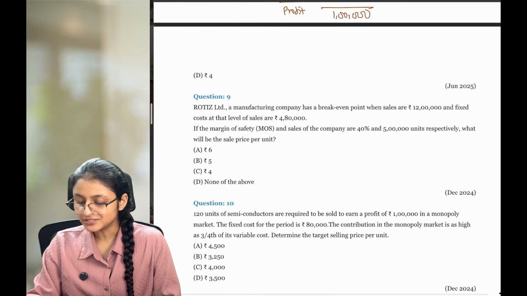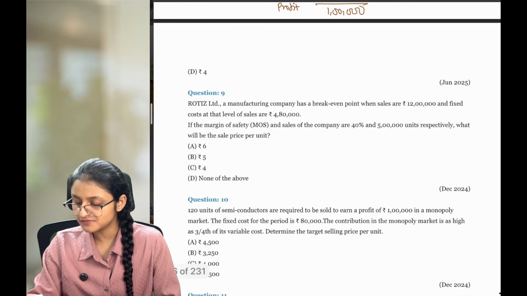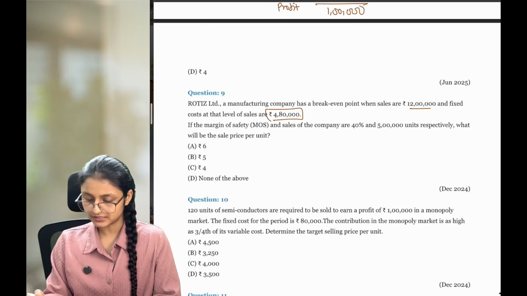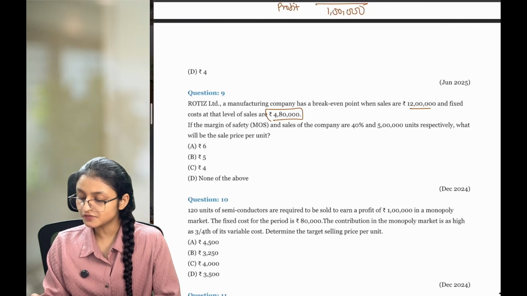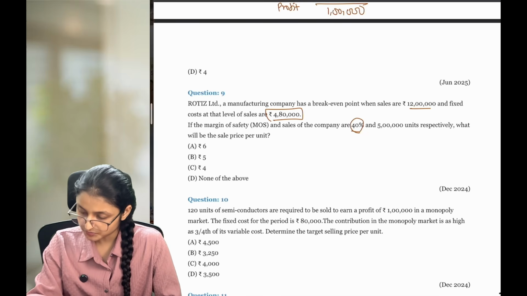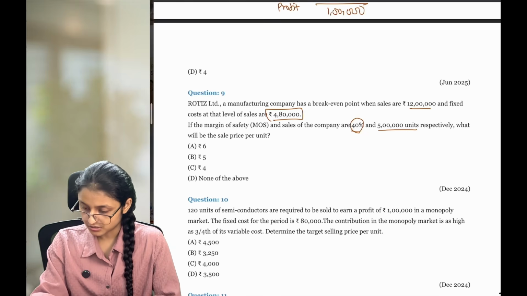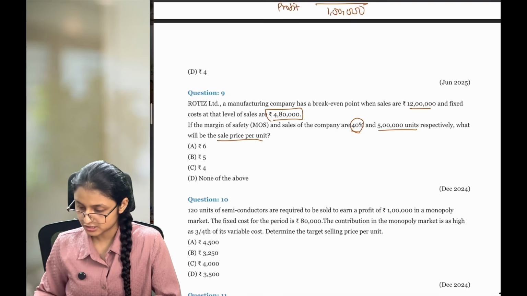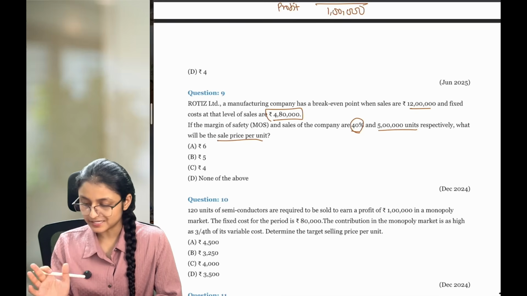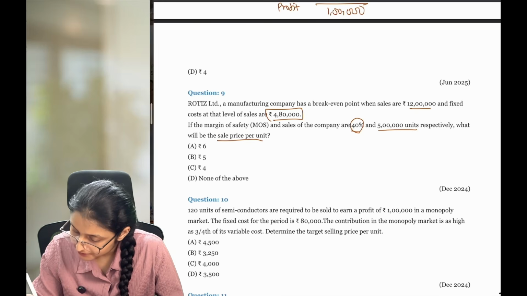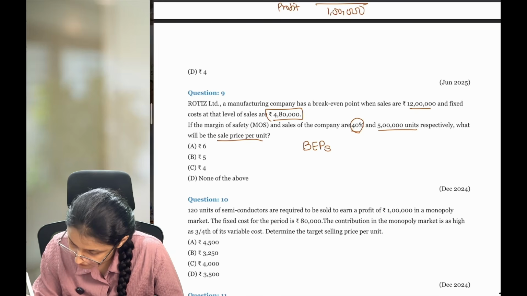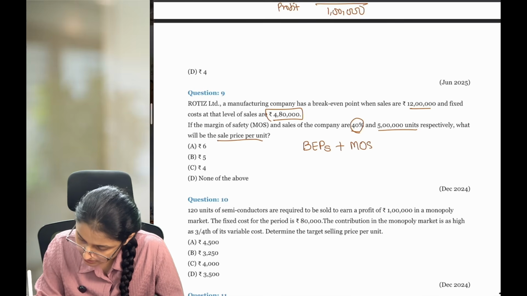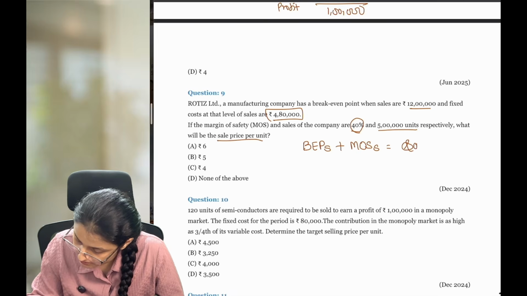Okay. Next, Rotees Limited, a manufacturing company, has break-even point when sales are 12 lakh and fixed cost at that level of sales is 4,80,000. If the margin of safety is 40% and the sales of the company is 5 lakh units respectively, what will be the selling price per unit? Now, this is an interesting question. For calculating selling price, I am using my break-even point and margin of safety. So break-even point sales and margin of safety sales together gives you the actual sales which you are having.